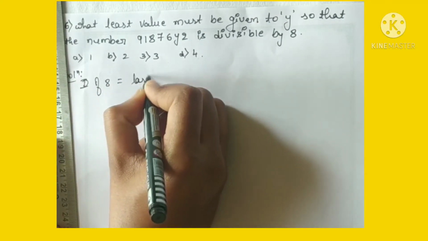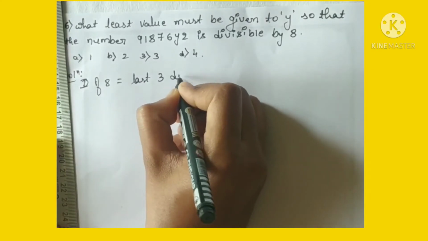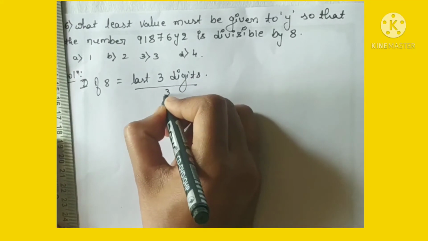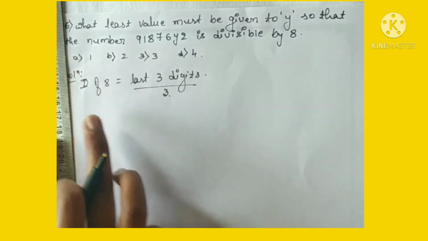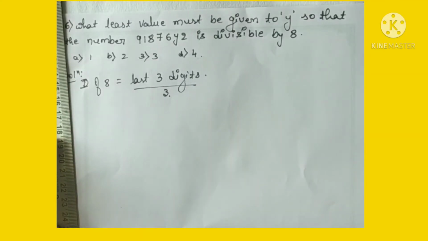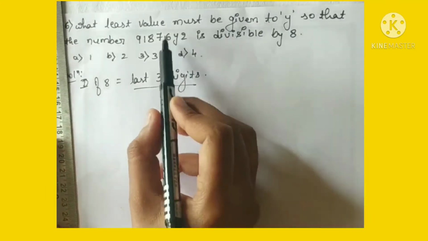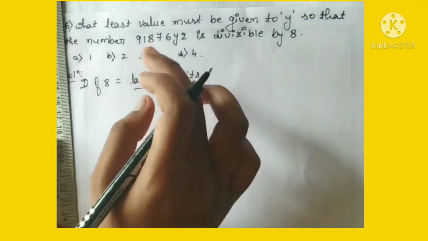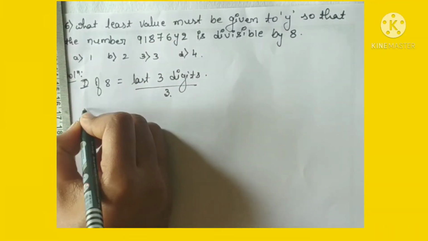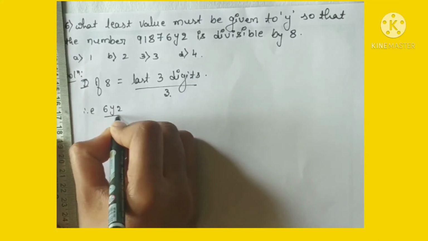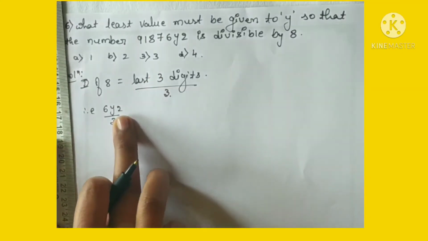So the divisibility rule of 8 says that the last 3 digits must be divisible by 8. This is the divisibility rule of 8. This is the formula you have to remember. Here we have to take the last 3 digits of the given number. So the last 3 digits are 6y2. Now I just apply this formula for this number.